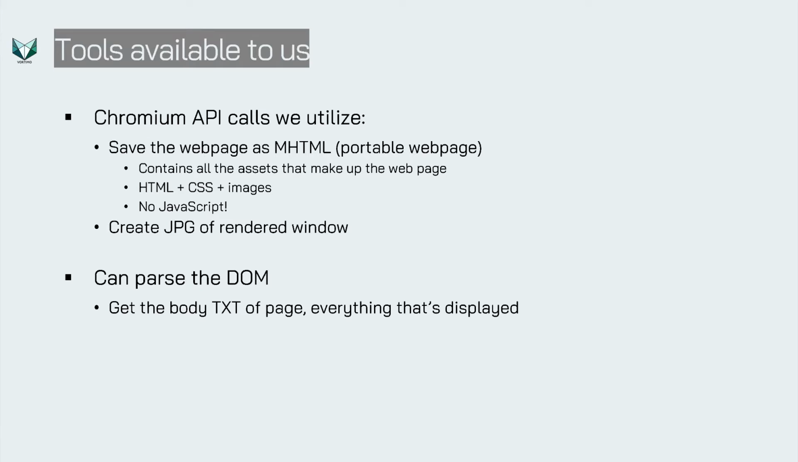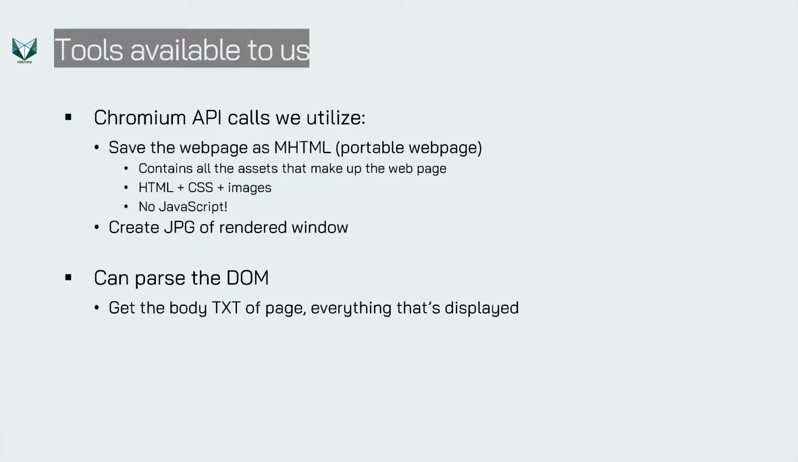So the calls that we're going to utilize is one to save a web page as MHTML, and MHTML is basically just like this portable web page. It means if you take a web page and you save it as an MHTML file, you can give it to someone else, and it will contain all the images and all the CSS and the HTML and everything to basically re-render that page again. Most importantly, it does not contain the JavaScript. So it doesn't contain the JavaScript that's on the page, but it gives you the ability to re-render the site on your browser the way that it was, right?